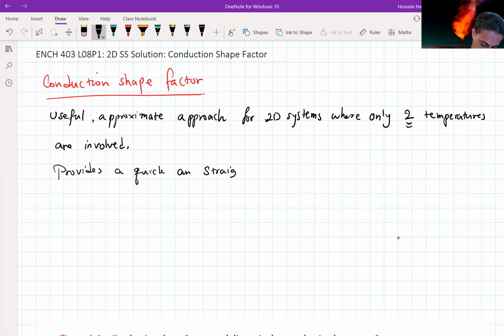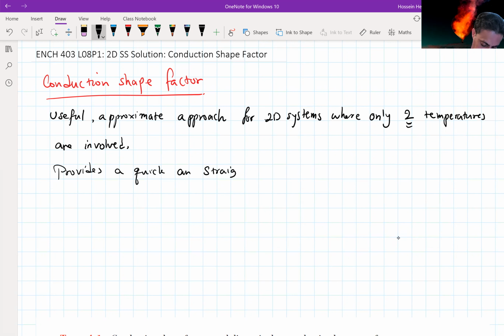Now from table 4.1, we also see that if Z is greater than 3D divided by 2, Z is 2, and D is 1, so 3D divided by 2 is smaller than Z, which is greater than that, then we can use this relationship. S is going to be 2 pi L divided by natural log of 4Z divided by D.